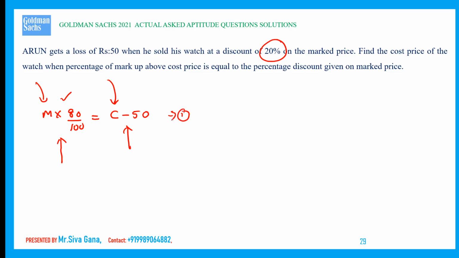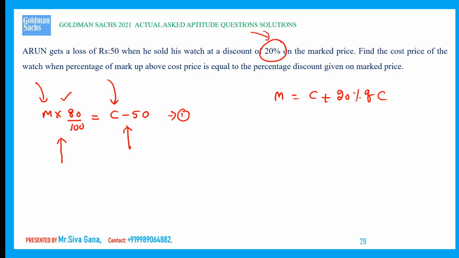What is the next equation? Find the cost of the watch when the percentage of markup above the cost price is equal to the percentage of discount on the market price. Simply what he has told is, the markup is equal to what? Cost price plus 20% of cost price.